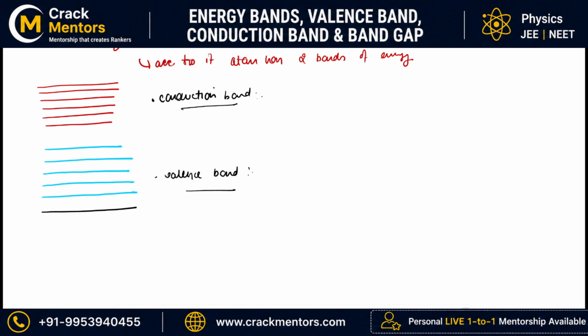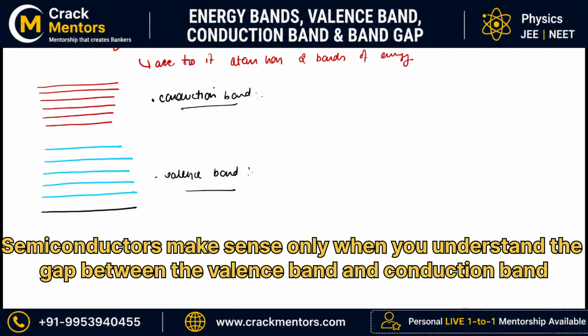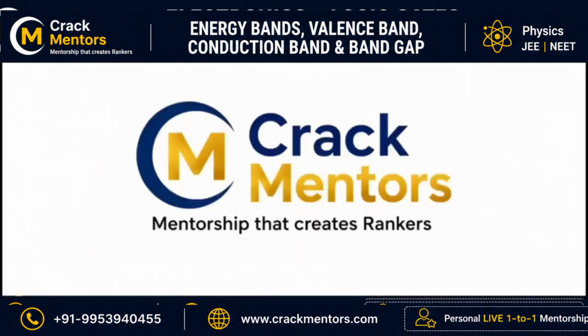Bands of energy. The first is known as the valence band and the other is known as the conduction band. Now, electrons reside here. Electrons reside in the band. And band energy increases this way. The energy of the band increases in this way.